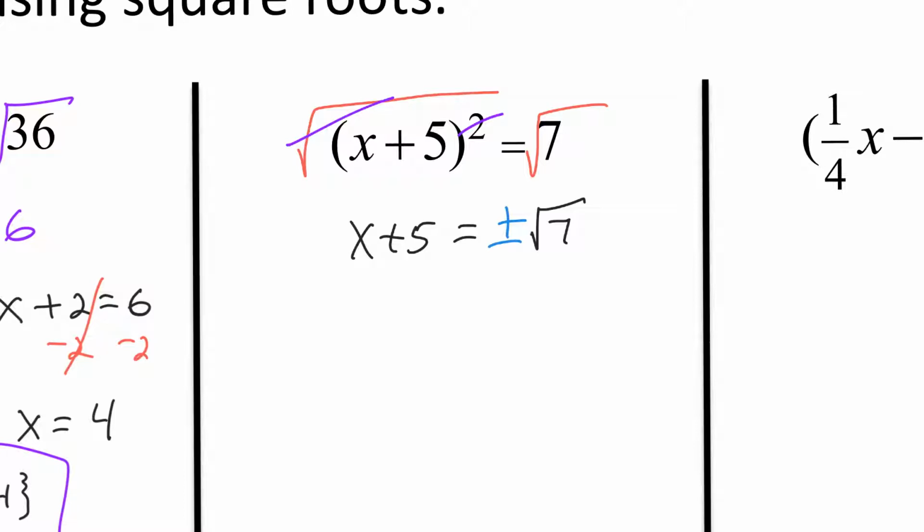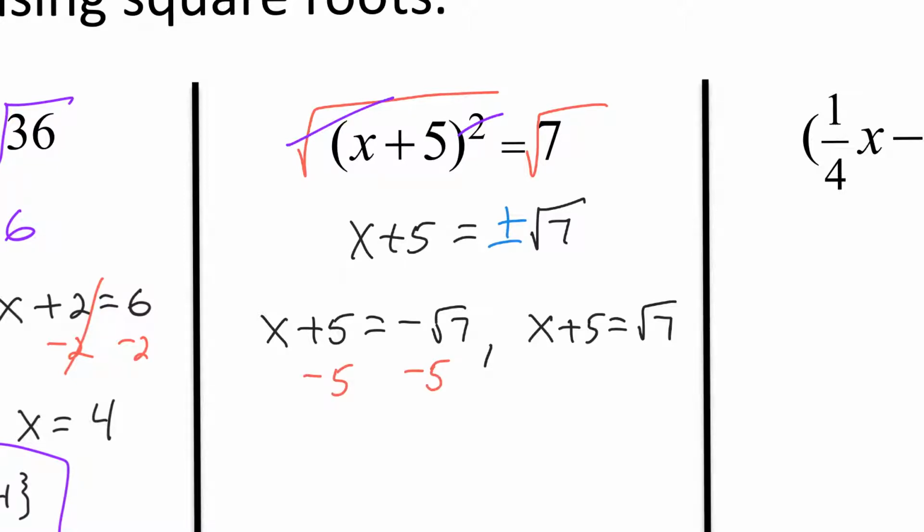Now the next step, same thing as the one before. You will make two equations. x plus 5 equals negative square root of 7. That's one equation. And x plus 5 equals positive square root of 7. So you separate the two equations. You have one negative, one positive, and then you solve. So you're going to subtract 5 here and subtract 5 over here. We know that's going to cancel. So we have x equals, now let me tell you what to do here.